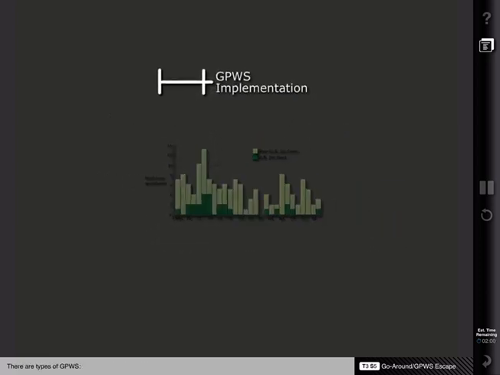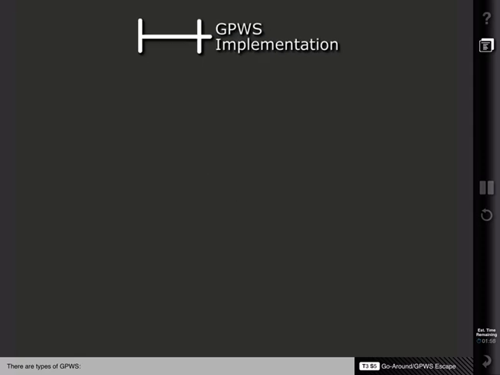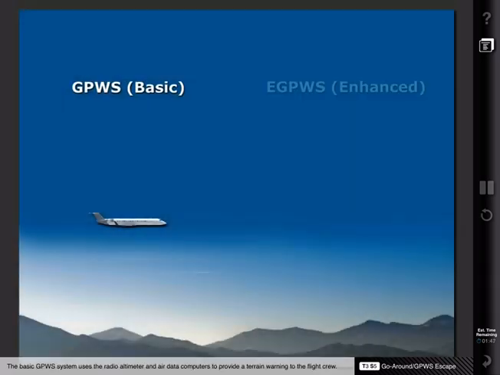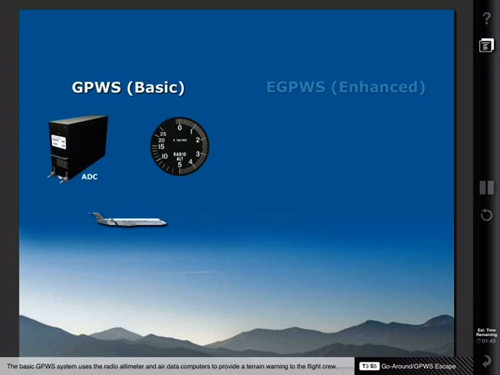There are two types of GPWS: the older Basic GPWS system and the newer Enhanced GPWS, or eGPWS. The basic GPWS system uses the radio altimeter and air data computers to provide a terrain warning to the flight crew. This provides adequate warning for the pilot to take action, climb the airplane, and avoid a potential CFIT accident.